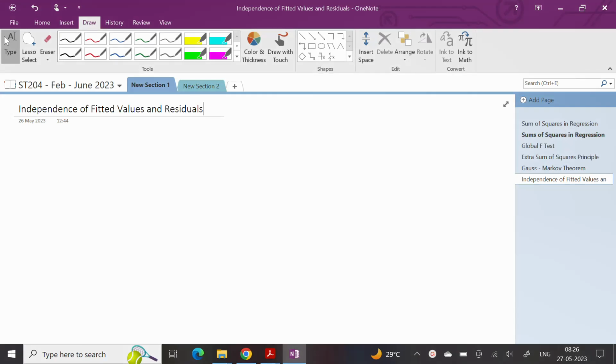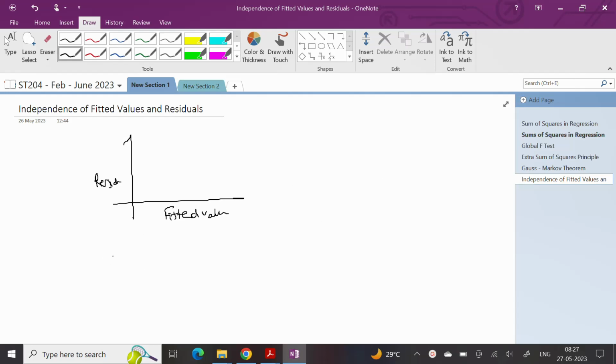Hello everyone. One of the regression assumptions is that the residuals are independent of the fitted values, and we use the graph of residuals versus fitted values, right? We have fitted values on the x-axis and residuals on the y-axis, and we try to check whether the graph is random. That is one of our assumptions. So today we will theoretically prove why fitted values should be independent of the residuals.